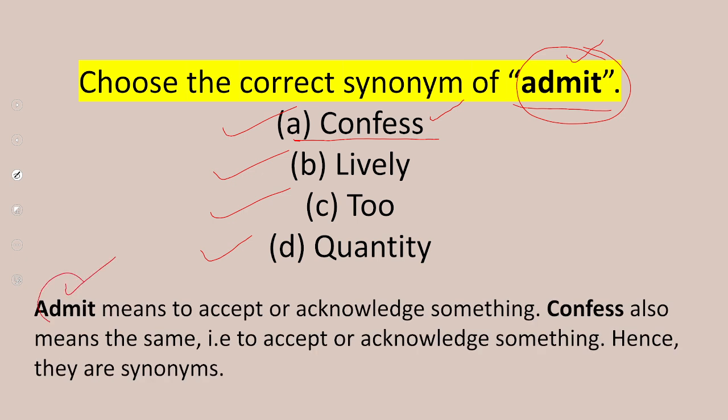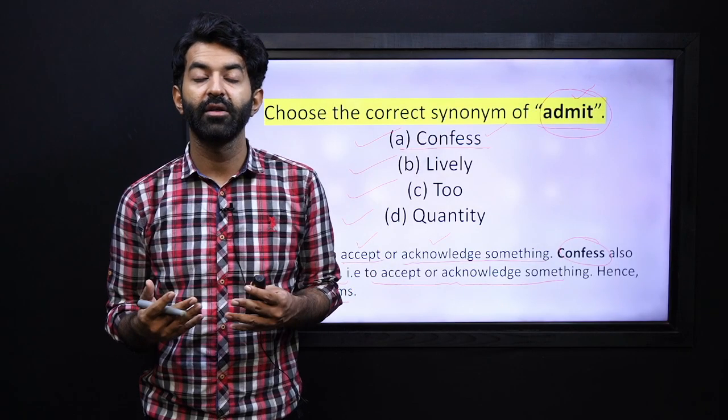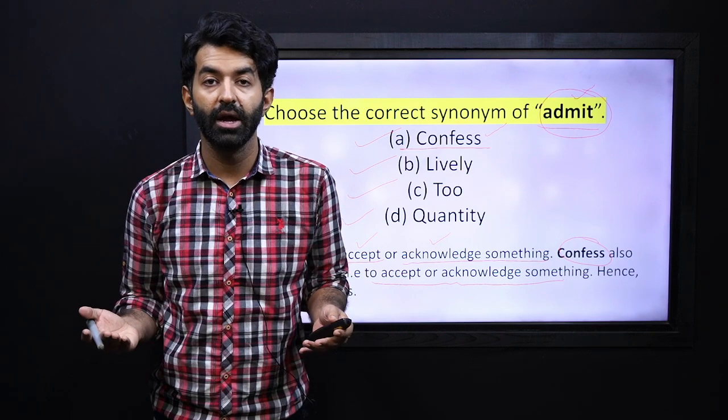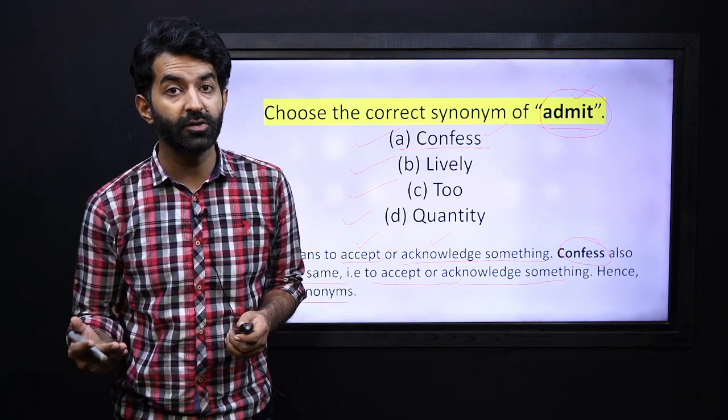Admit means to accept or acknowledge something. I admit, or she admitted, or he admitted, accepted, or acknowledged. Confess also means the same, so we can say that admit and confess are synonymous. Confess means to accept or acknowledge something as well. Hence, they are synonyms or synonymous of each other. For example, I confess that I did it, or I admit that I did it. So they are interchangeable, they can be used in place of each other.